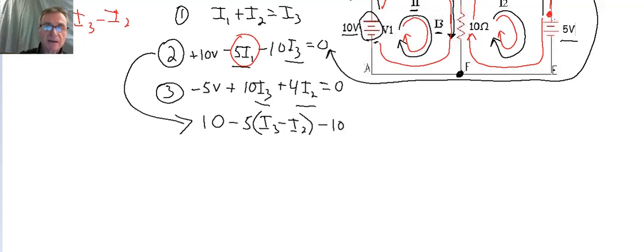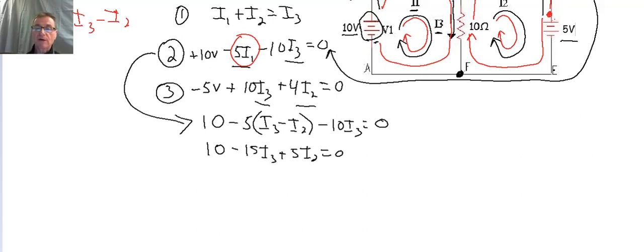Minus 10 I3 is equal to 0. Okay, so I'm getting somewhere. Now let's expand all this out, and this gives me 10 minus, well, I've got a minus 5 I3 here and a minus 10 I3 here, so I've got minus 15 I3 minus, the minus is going to turn into a plus 5 I2 is equal to 0.